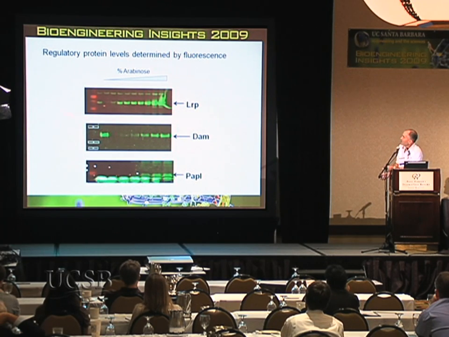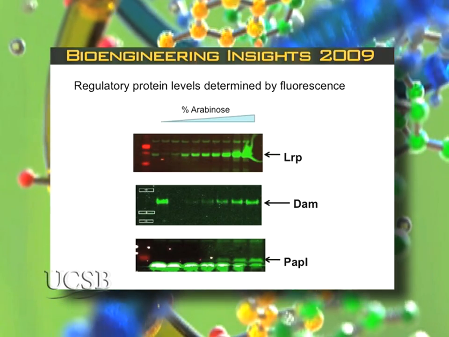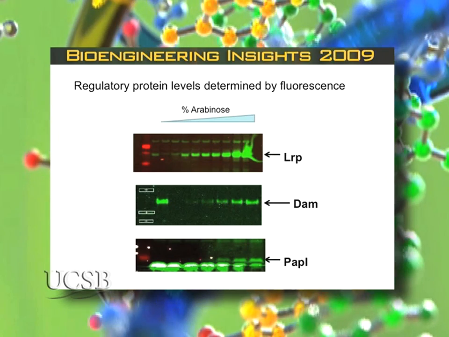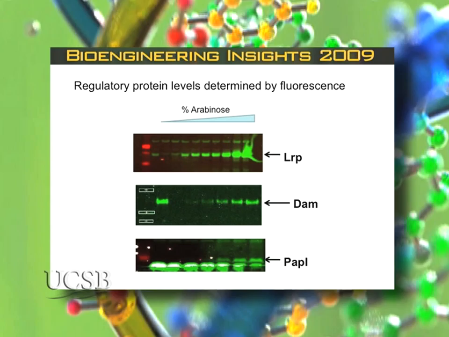And the second thing is you've got to figure out at these different levels of inducer how much of each of the regulatory proteins you have. For that, we've tried various ways of quantitating. Fluorescence is the only way that we found that's very linear, and that would be a LI-COR system.